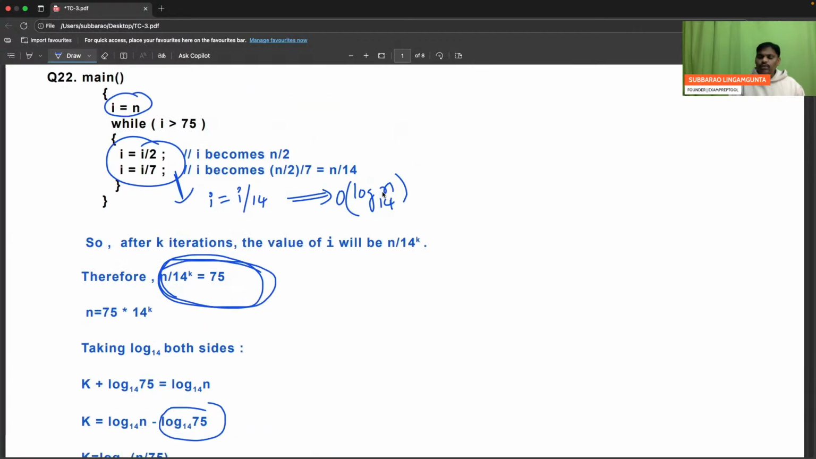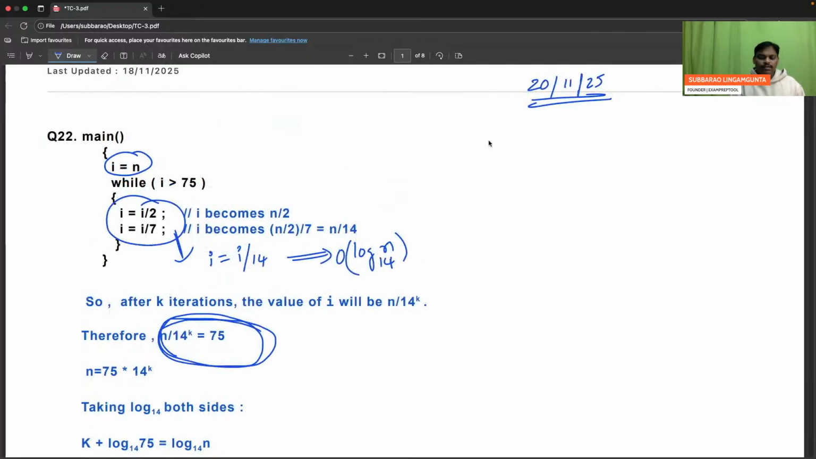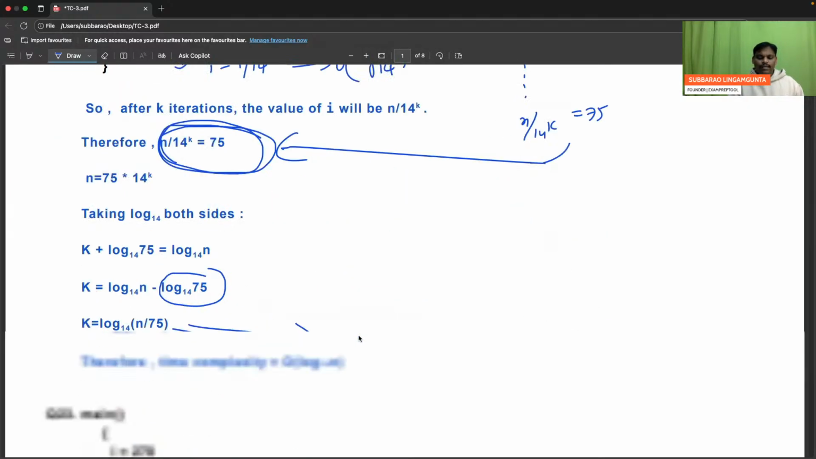If you want the actual thing, this is the thing. First n will be there. Next n/14 will be there. Next n/14 square will be there, and so on. If you do k times, n/14^k, which became the termination condition 75. I think this is the story. From here onwards, it is normal. All the total story I have written, see.